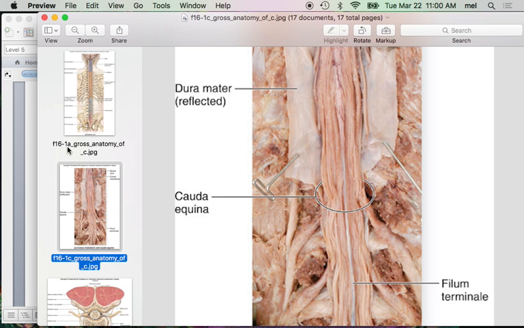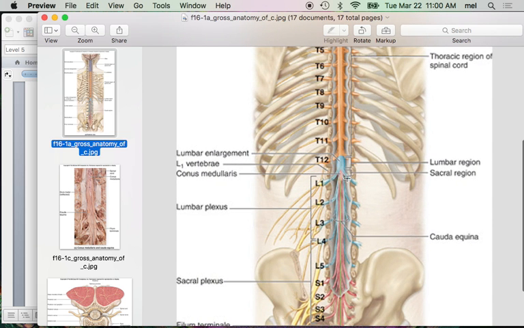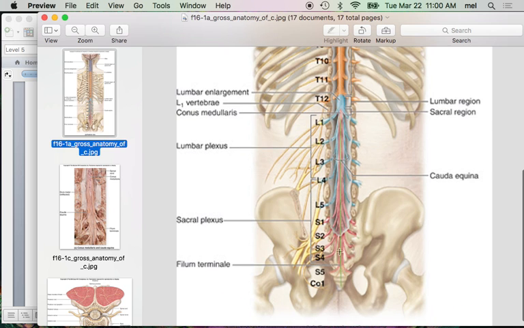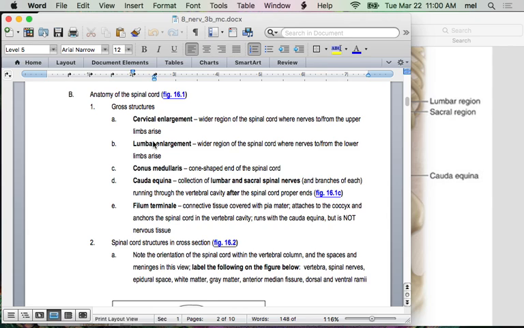Okay, and so if you look back here, conus medullaris is the end, and then the cauda equina, and then the green thing that they're trying to represent going all the way down to the bottom, that is the filum terminale. Okay, and you should be able to see all of those on a cadaver, on the cadaver that's dissected well. Good? Okay, so that's sort of the gross anatomy of the spinal cord.